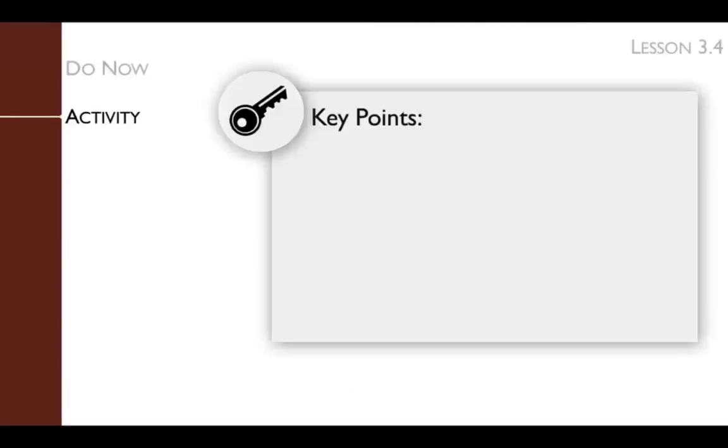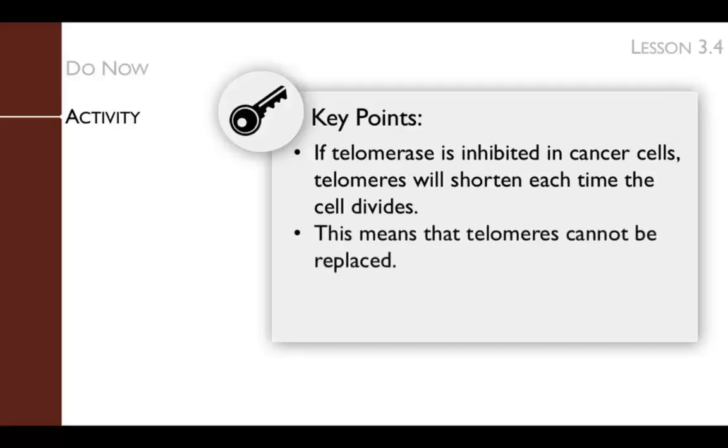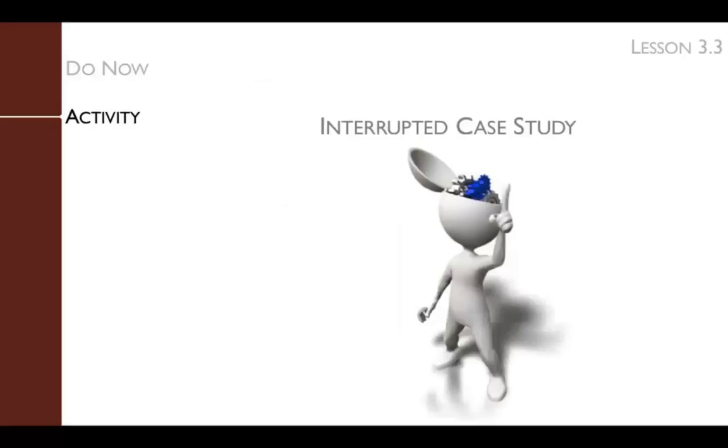The key points of the activity are that if telomerase is inhibited in cancer cells, telomeres will shorten each time the cell divides. This means that telomeres cannot be replaced. The cancer cells should be able to undergo crisis and die normally. We'll get there by having students complete an interrupted case study on inhibiting telomerase.